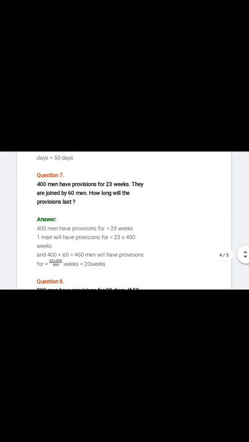Now we will see question number 7. 400 men have the provisions for 23 weeks. They are joined by 60 men. How long will the provisions last? Firstly, 400 men have provisions for 23 weeks. Now one man will have the provisions for 23 multiplied by 400 weeks. If only one man is there, this much will be the weeks.